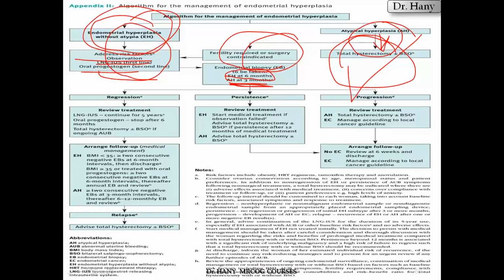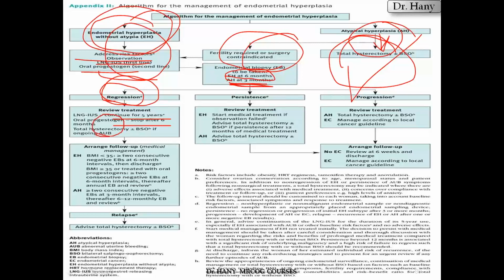So you put a Mirena or you treat the woman with progesterone. The follow-up will be every 6 months if the woman has endometrial hyperplasia without atypia, and every 3 months if the woman has atypical endometrial hyperplasia. Regression, continue follow-up. Keep the Mirena for 5 years, oral progesterone for 6 months, and total abdominal hysterectomy or bilateral salpingo-oophorectomy if the woman has bleeding.